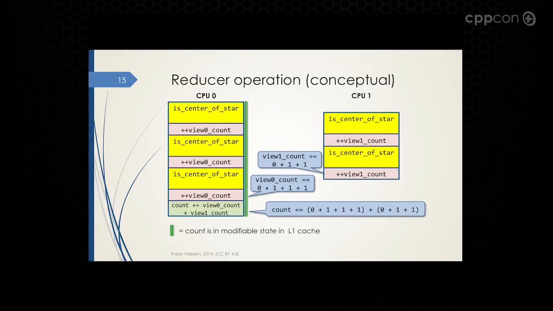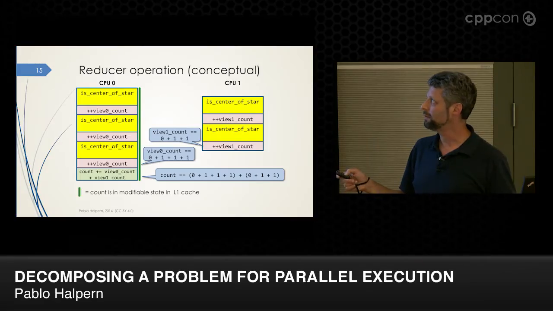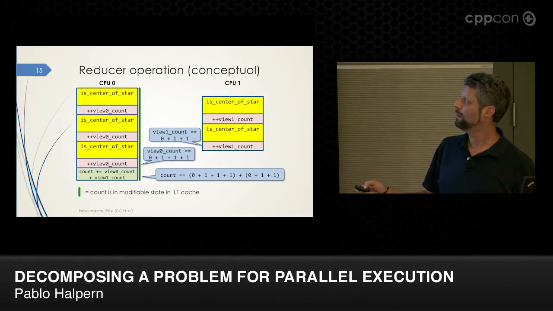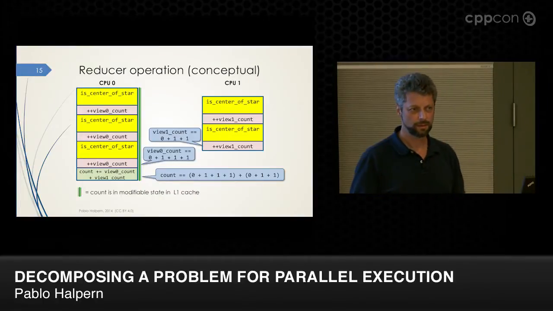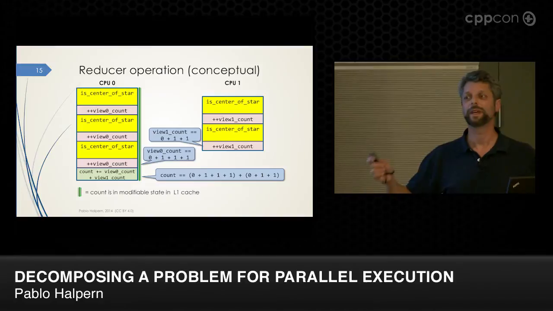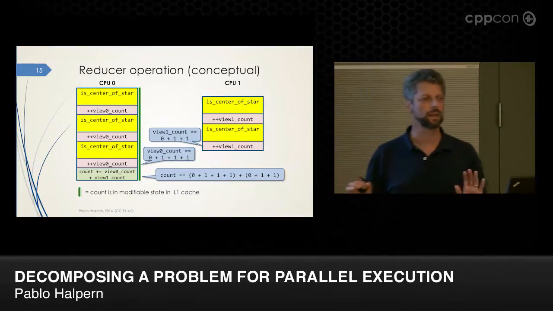So to get a graphical view of what I just said, we have our same calculation here, but now instead of incrementing the count, we're incrementing a view of the count in one thread and a separate view of the count in the other thread. This is all done through the reducer abstraction, which says we don't care about threads. We're writing parallel programs.